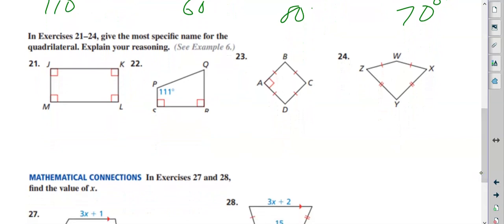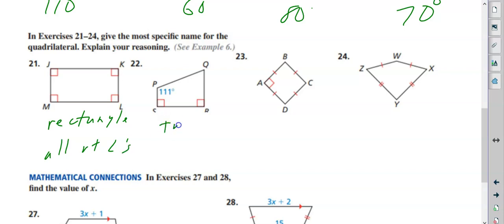Give the most specific name for the quadrilateral. Explain your reasoning. Okay, well, 21 is a quadrilateral. It's a parallelogram, but it is a rectangle. And it has all right angles. Okay, if it was all equal sides, it would also be a square, but rectangle is the most specific name we have here.